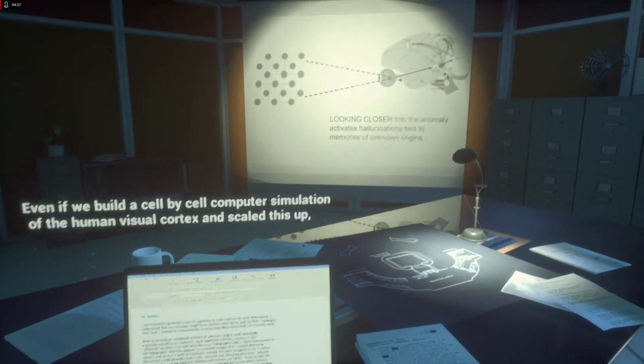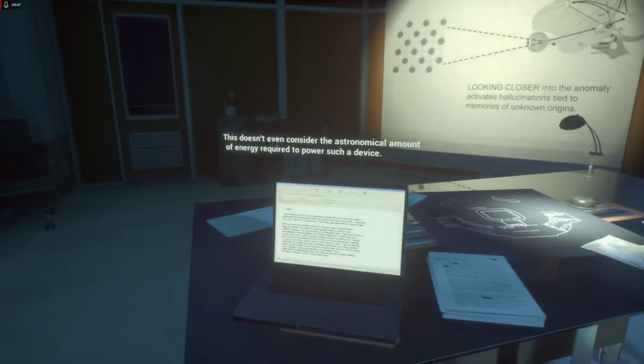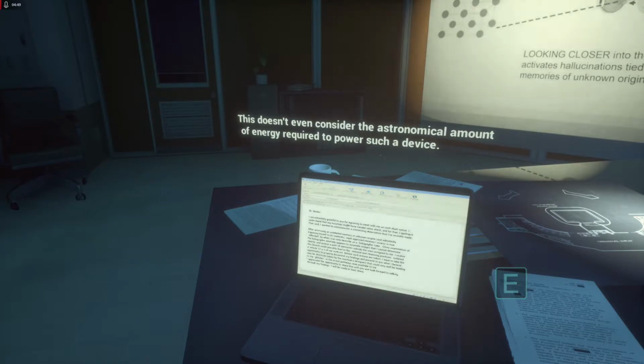Computer simulation of the human visual cortex and scaled this up, the amount of hardware required to simulate the entire neural map would far exceed our funding constraints. This doesn't even consider the astronomical amount of energy required.